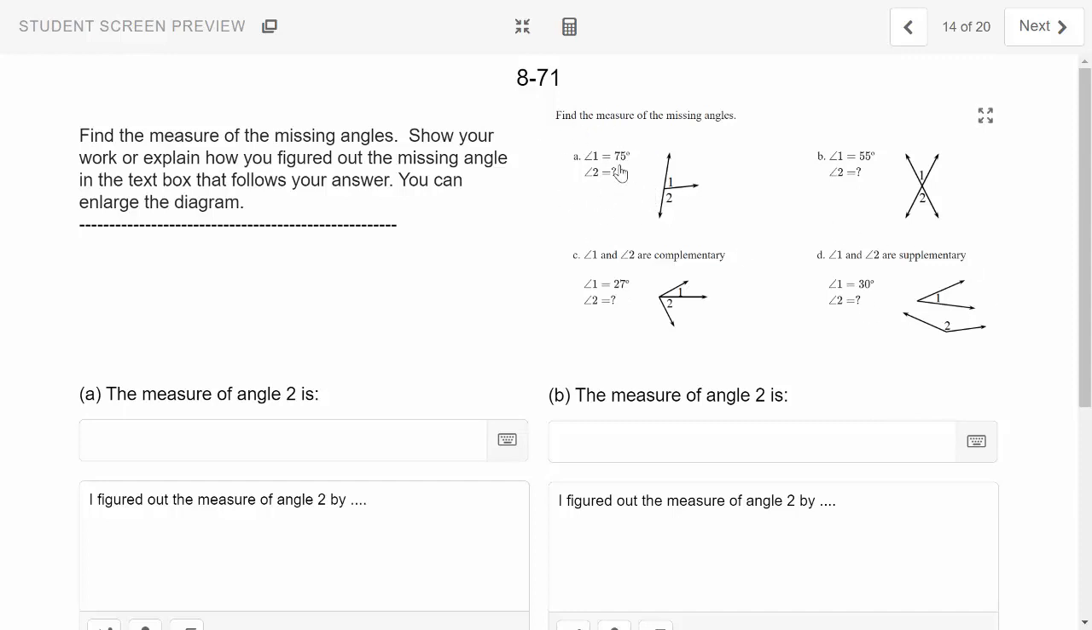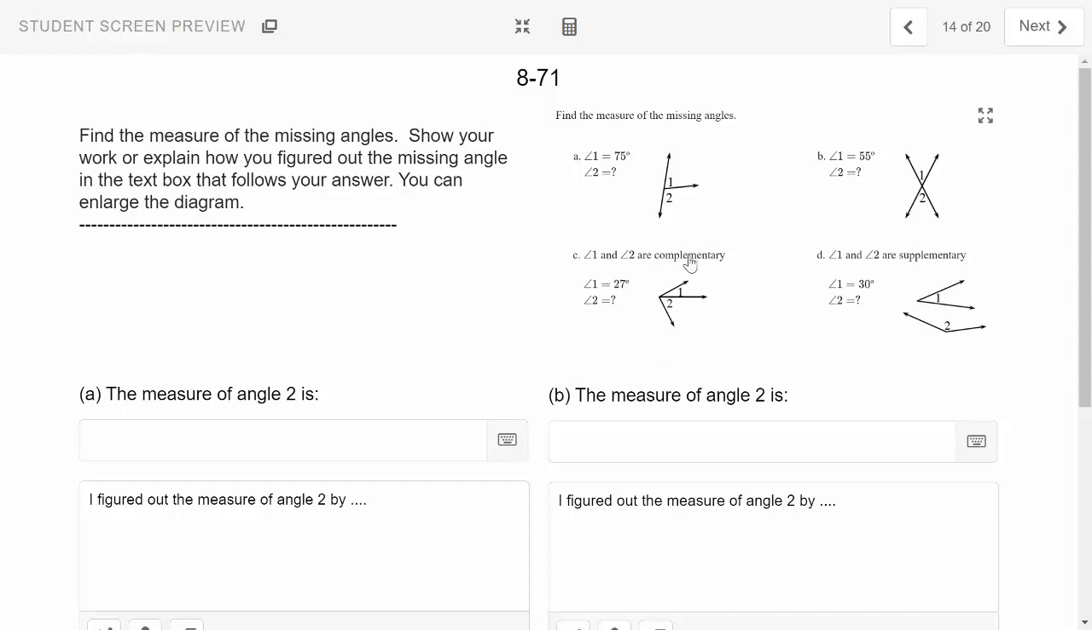Anyway, for part A, angle 1 is 75. I need you to figure out angle 2 and tell me how. Now, if you use the definitions that we have, these adjacent angles make a straight line. I bet you there's something having to do with 180 in there. Problem B, these are vertical angles, and we just made a statement. Vertical angles are always equal.